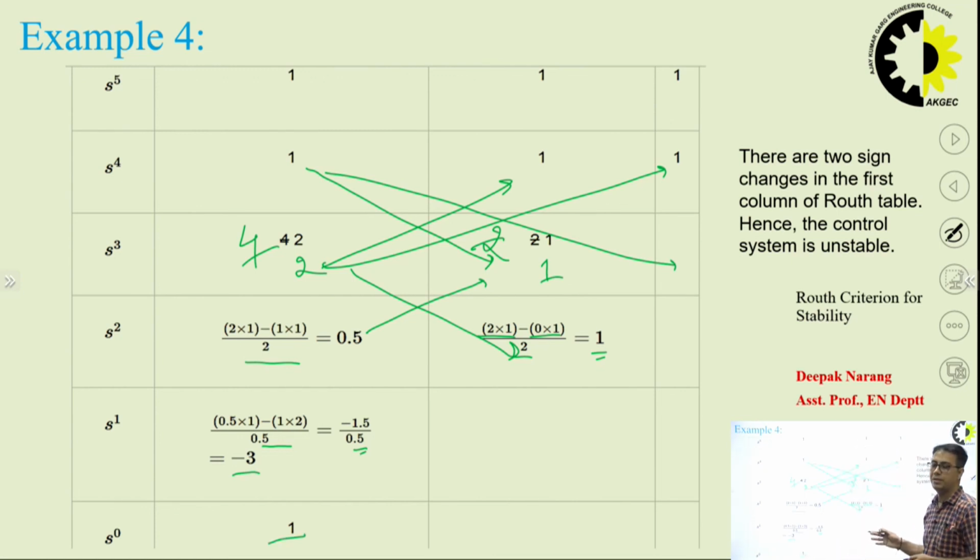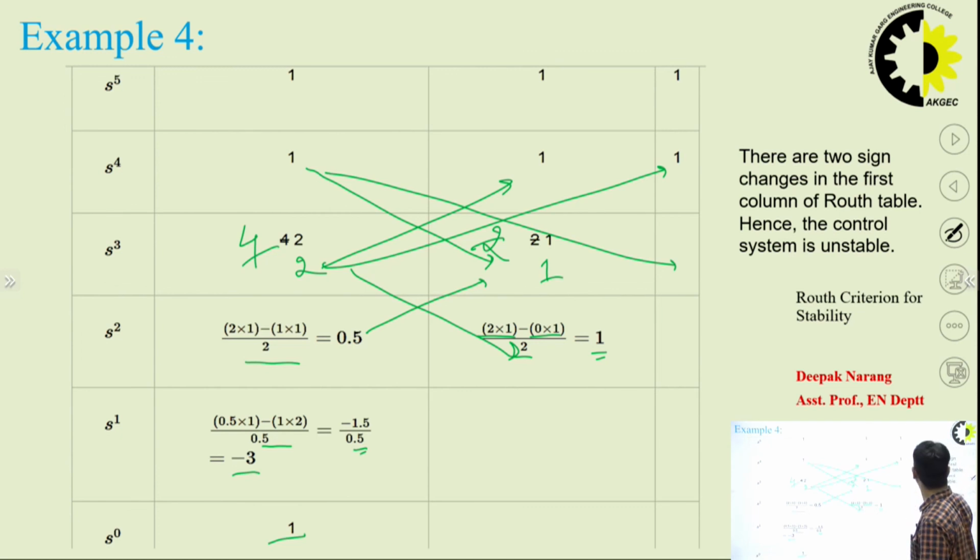So what is the extra step here? Basically, the extra step is just to find the auxiliary equation, and after applying the auxiliary equation, if we still get a complete row of 0, then again define the auxiliary equation, which is nothing but the row just above the row which has become complete 0.